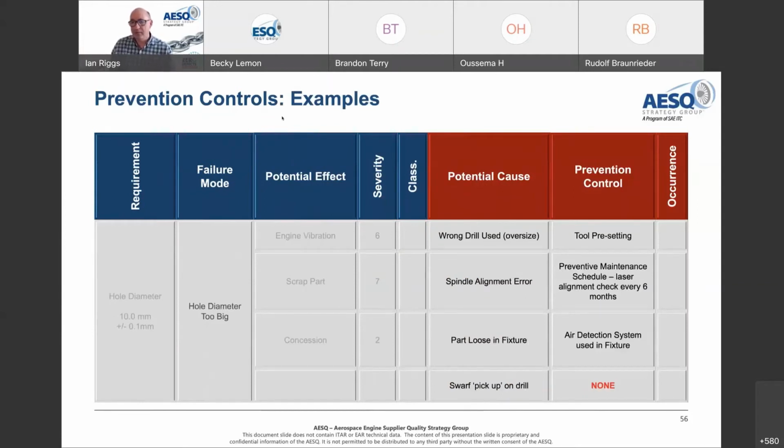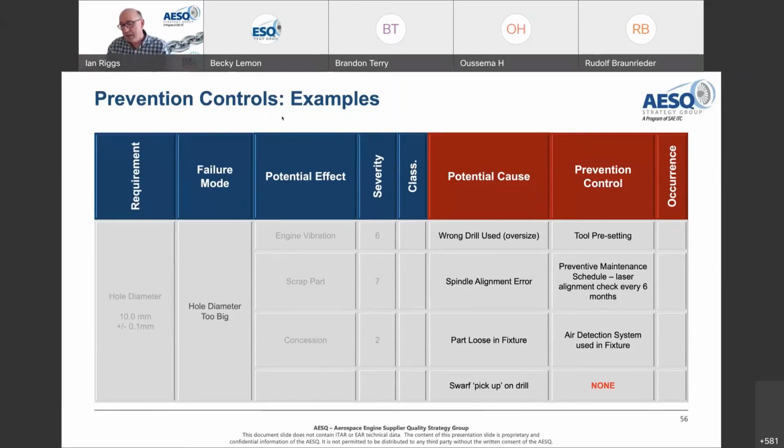Okay, so on this particular one, wrong drill used oversized, well, we've got a tool presetter. So that's checking the diameter of the tool before we put it in the machine. Spindle alignment error, well, we've got a preventive maintenance schedule that includes a laser alignment check every 6 months. Part loose in fixture, well, we've designed a fixture that's got an air detection system in it. So if the part isn't sitting right, then it will actually detect it.